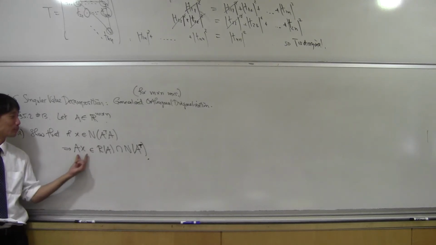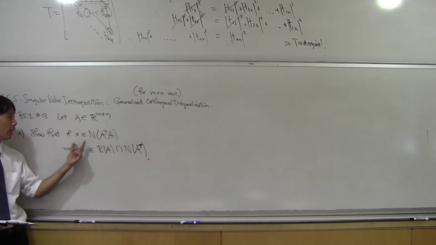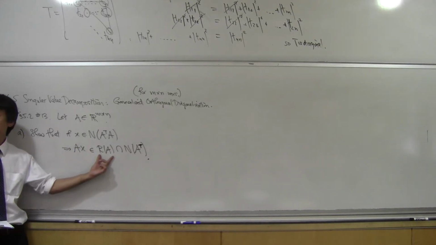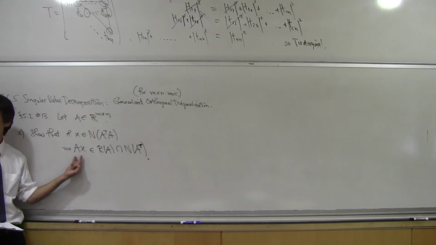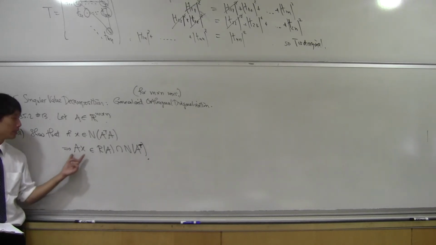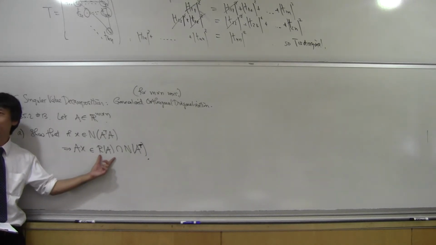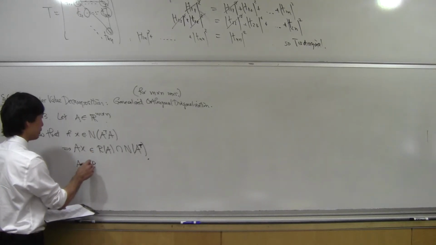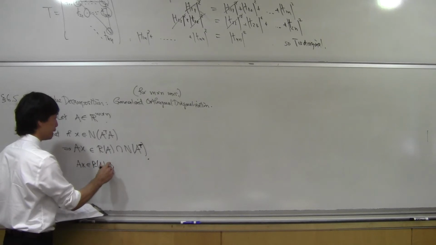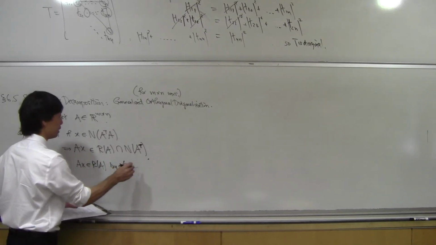Okay, so let's talk through this. AX, first off, is AX in the range of A? Of course, right? It's AX, which is to say it's a linear combination of the columns of A. It's in the range of A by definition. So this first part is easy. AX is in the range of A by definition of range.